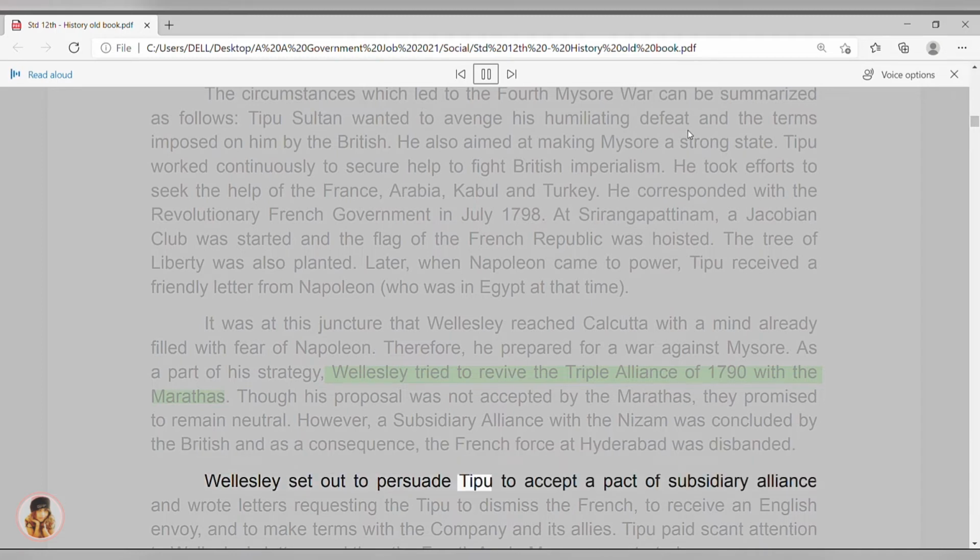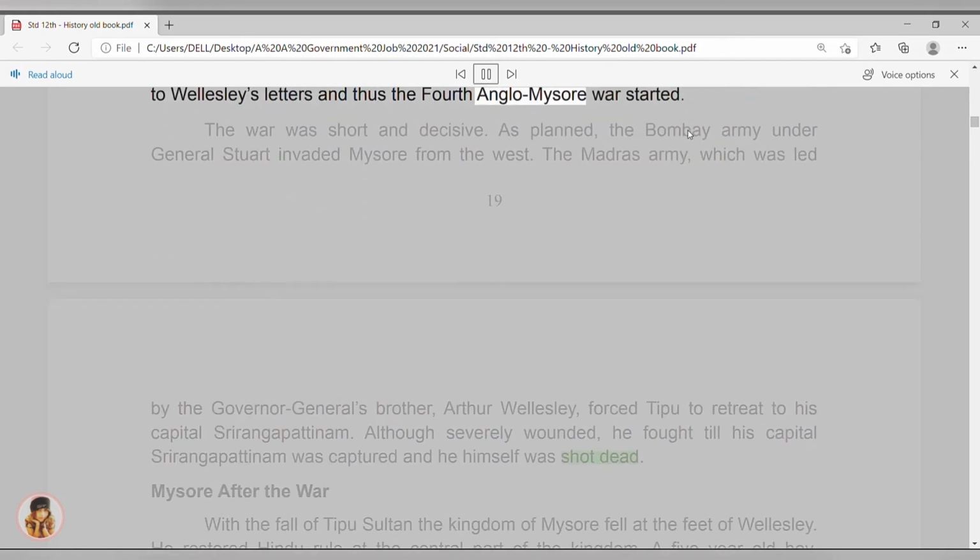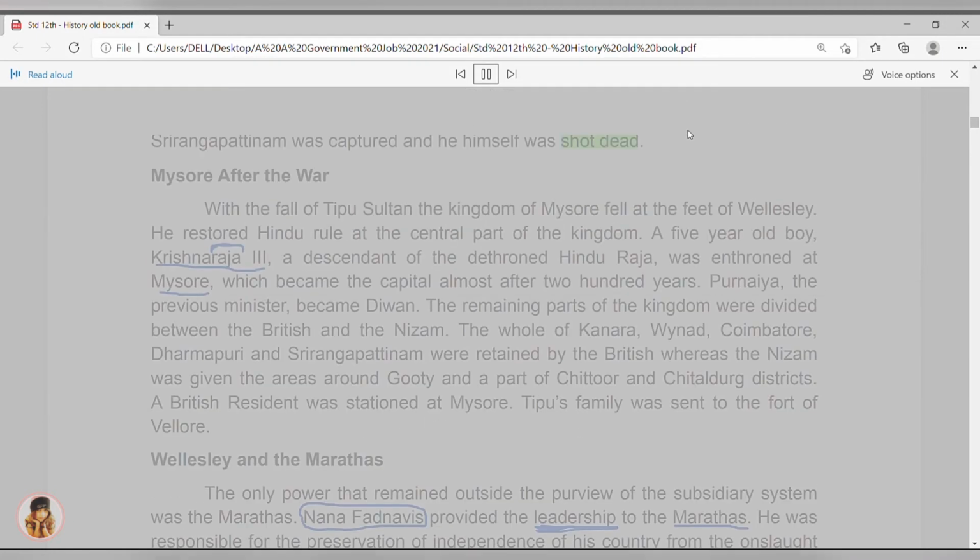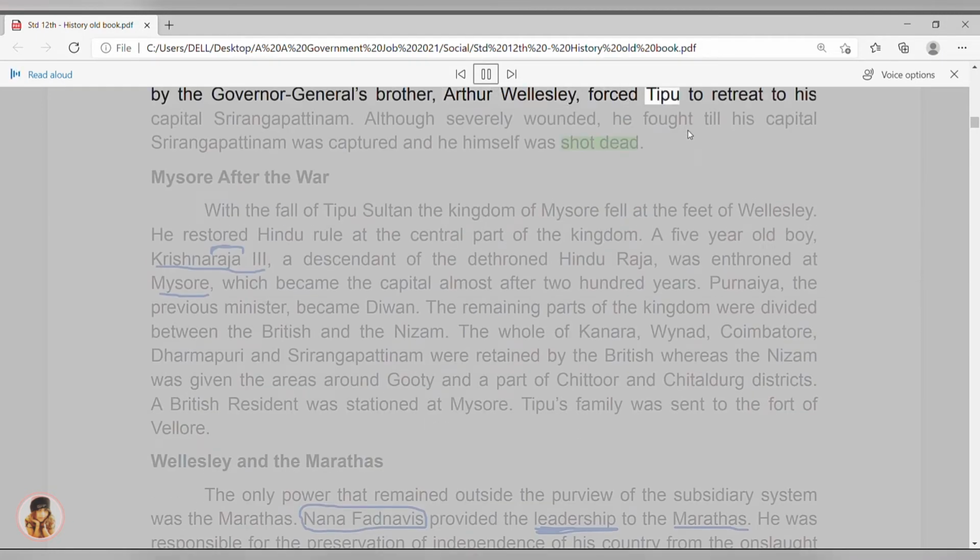Wellesley set out to persuade Tipu to accept a pact of subsidiary alliance and wrote letters requesting Tipu to dismiss the French, to receive an English envoy, and to make terms with the company and its allies. Tipu paid scant attention to Wellesley's letters, and thus the Fourth Anglo-Mysore War started. The war was short and decisive. As planned, the Bombay Army under General Stuart invaded Mysore from the west. The Madras Army, which was led by the Governor-General's brother, Arthur Wellesley, forced Tipu to retreat to his capital Srirangapatnam. Although severely wounded, he fought till his capital Srirangapatnam was captured and he himself was shot dead.